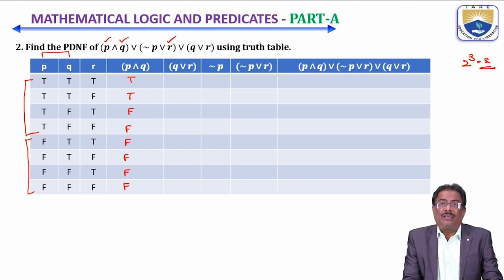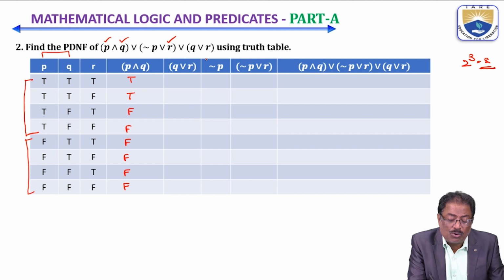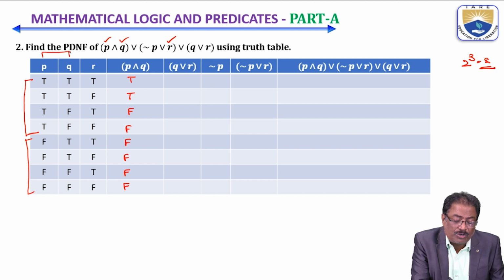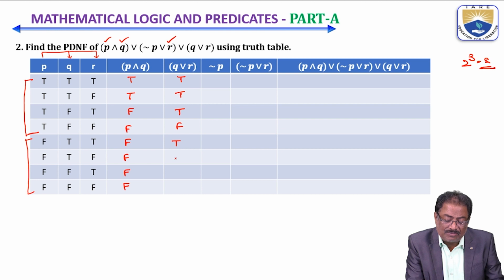And now let us go for the other one. This is Q ∨ R. So we are going to concentrate on these two, Q ∨ R. So it is a true, then it is a false, then it is a true. So this is also true. We are going to have true or false is true, then false is false, then true is true, then this will be once again true, then it is true, and then this is false.